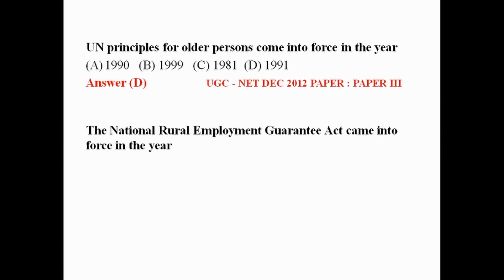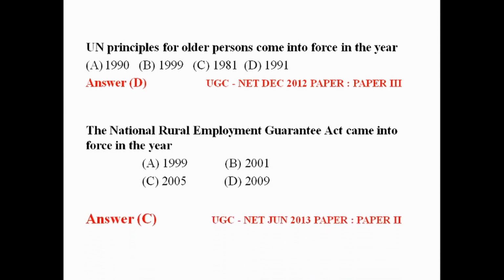Next question. The National Rural Employment Guarantee Act came into force in the year: option A 1999, option B 2001, option C 2005 and option D 2009. The National Rural Employment Guarantee Act came into force in the year. The answer is option C, 2005.